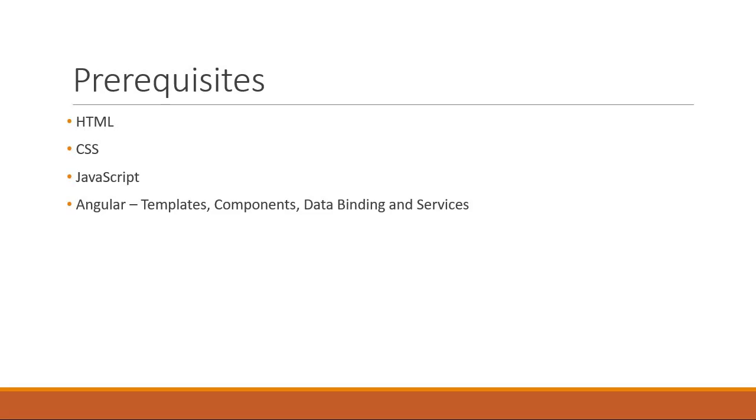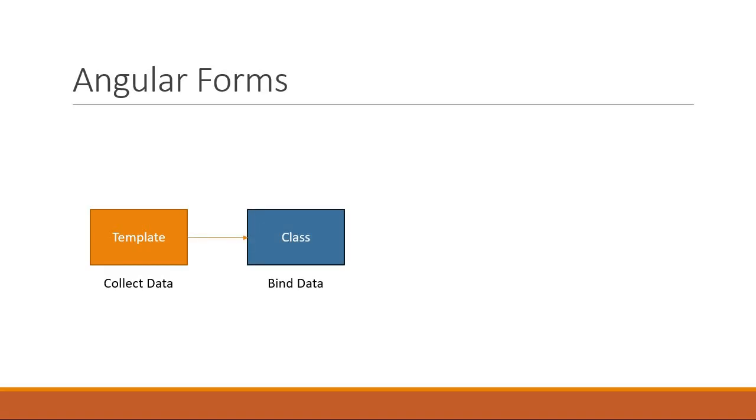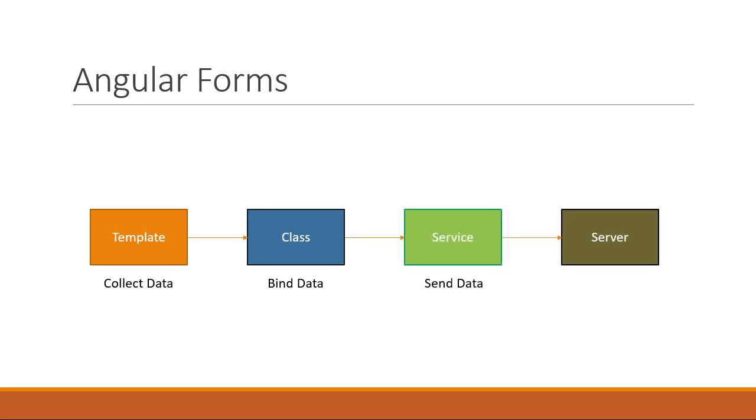The concept behind Angular Forms is pretty straightforward. The component template contains the HTML to collect the user data. The component class handles data binding. The collected data is sent to the server through a service. Now, to achieve this, Angular provides us with two approaches.